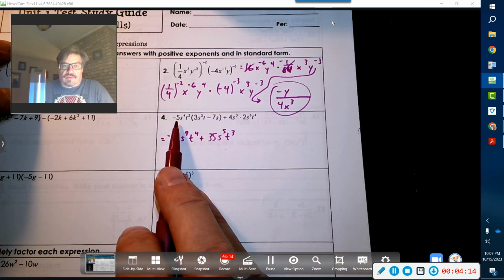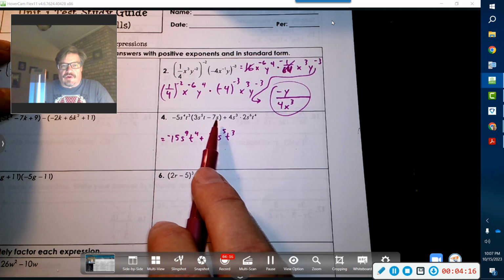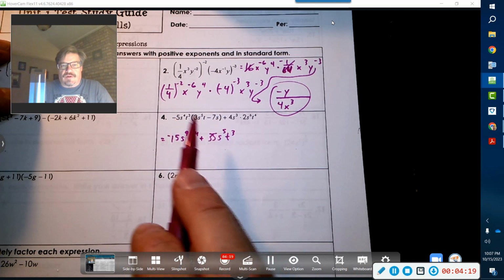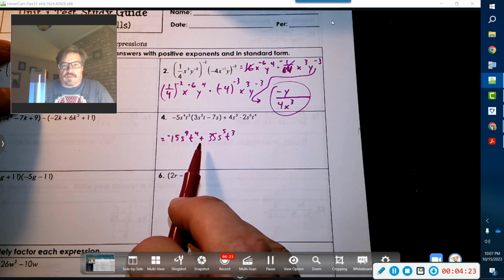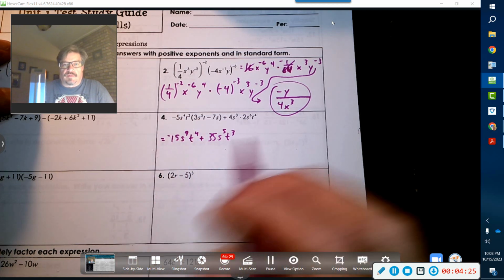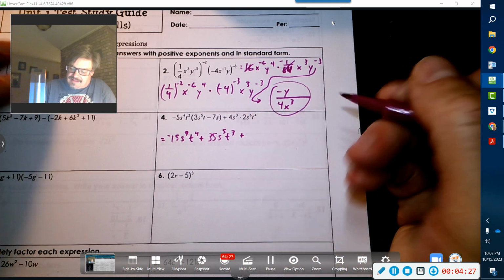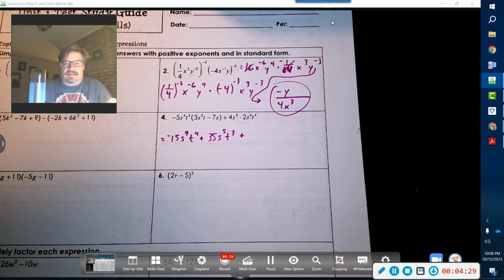Okay, so this guy went to here. So he became a positive 35 s to the 5th, but then the t is still there. This guy went to 4. I'm just double checking this stuff here. There we go. Alright, now I'm going to add this. Let's see if I can combine some stuff here.